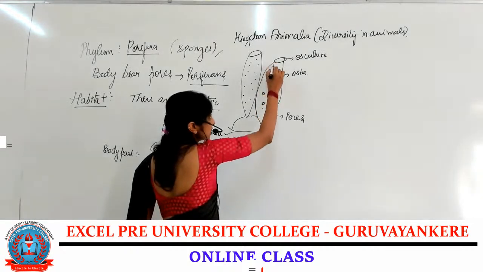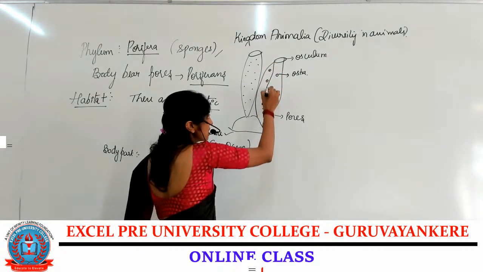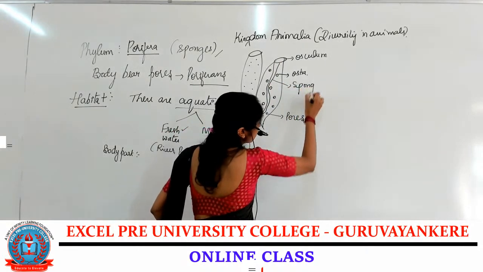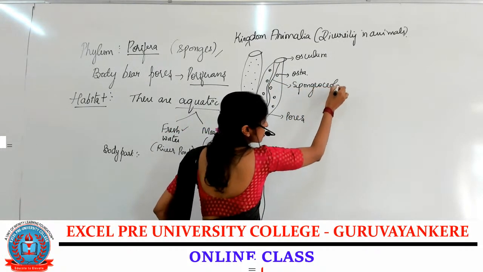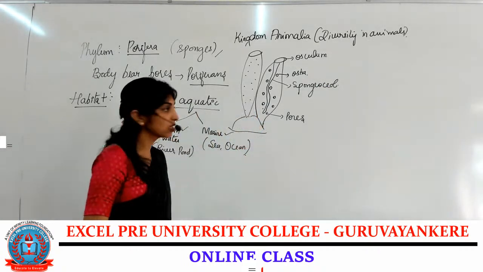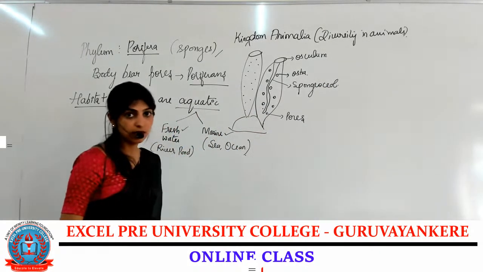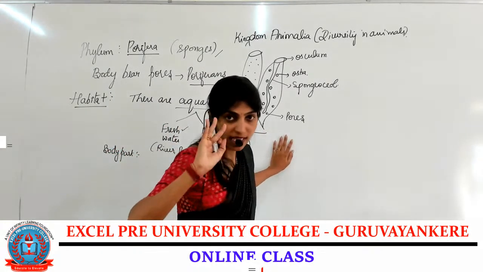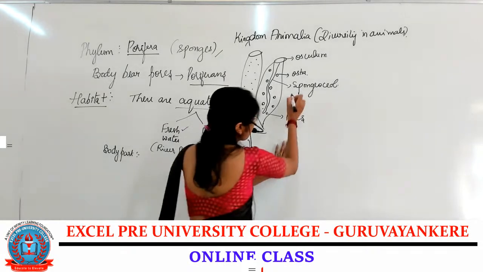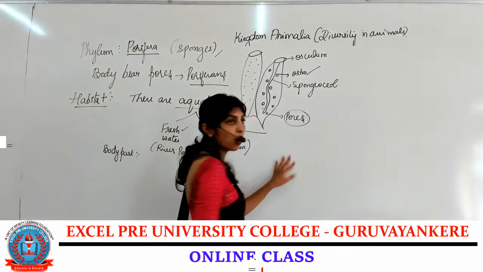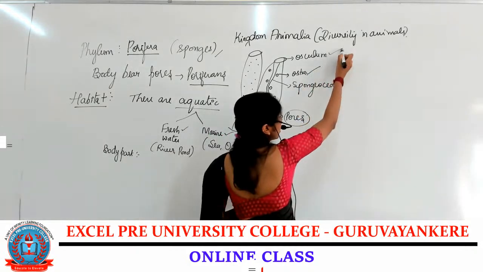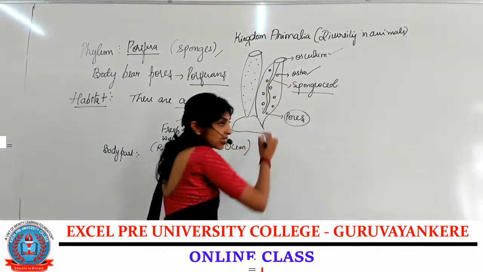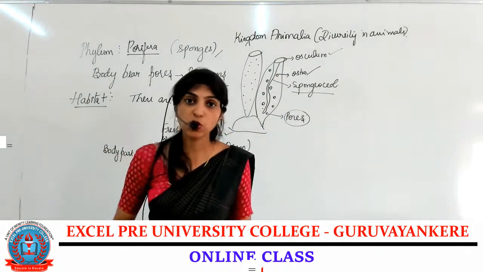And in the center, below, there is a cavity, which is called spongiocele. Now, which are the three parts? I told you that porifera have three main body parts. One is the pore. What is that pore called? Ostia. The mouth, the wide opening, is called osculum. And then we have a cavity at the center, which is called spongiocele.